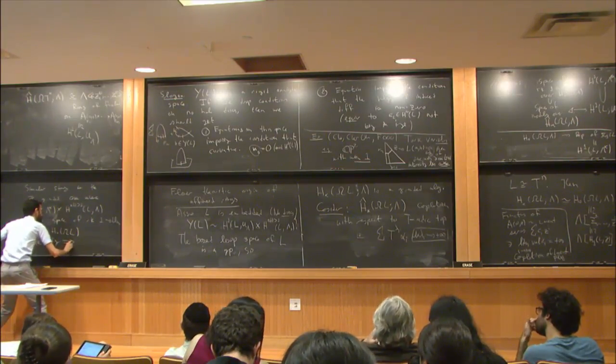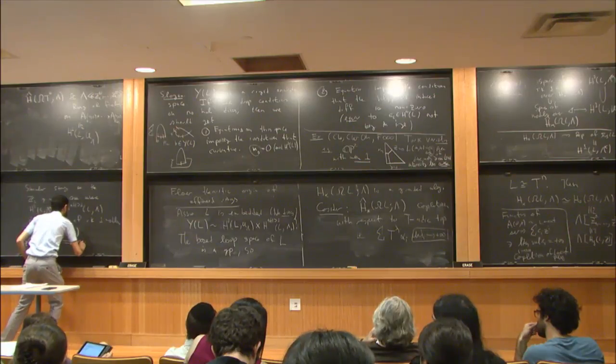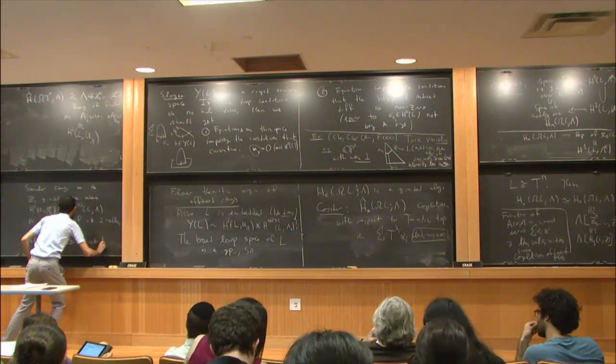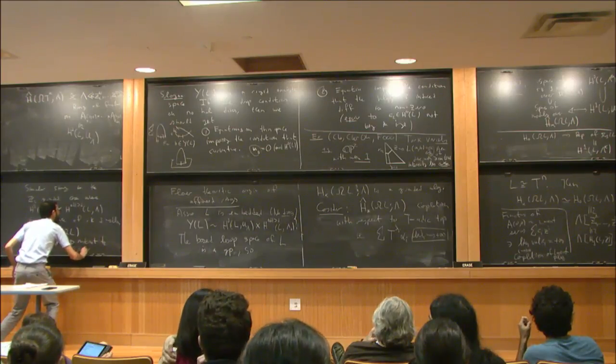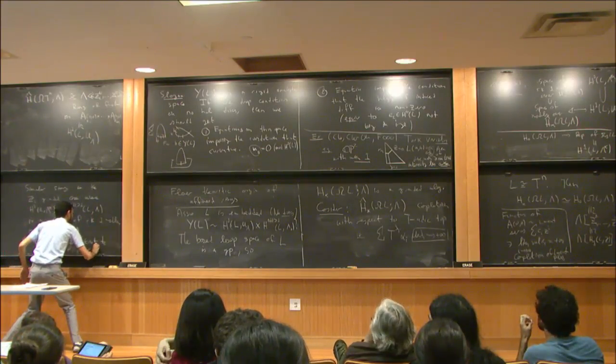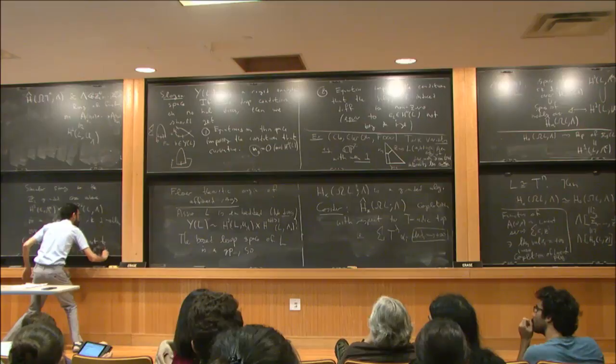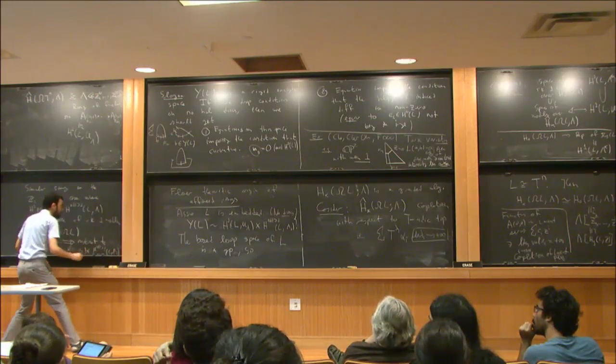Algebra gives rise to a restriction to H1 of L with coefficients in U lambda cross, putting U0. Okay, so instead of again doing something general, let me do an example.